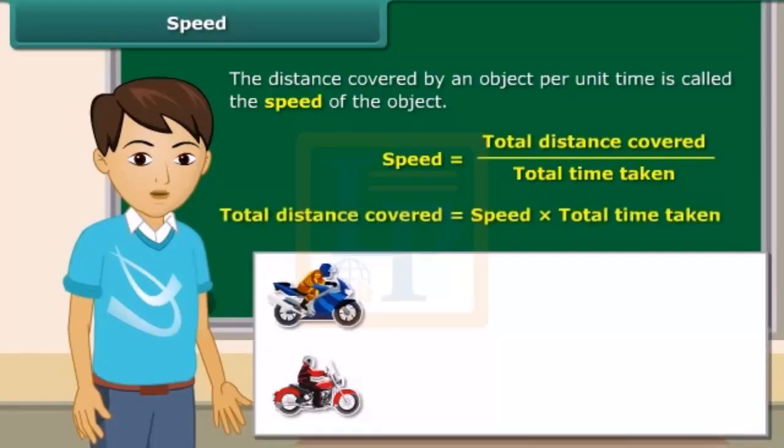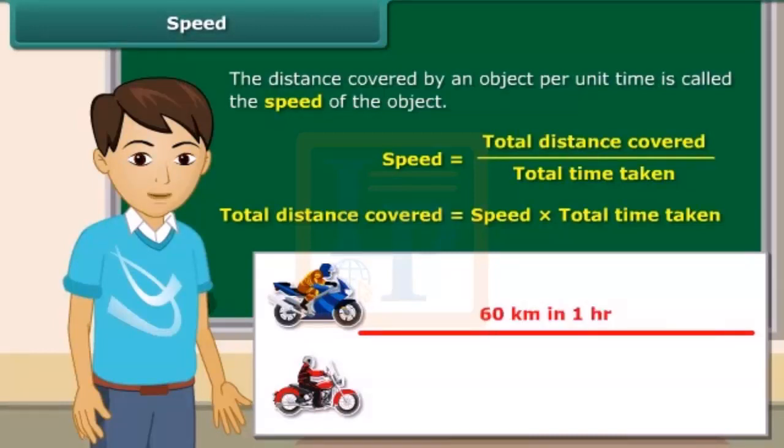Suppose your brother claims that his motorbike is faster than his friend's. His friend denies. You know that your brother's motorbike covers a distance of 60 km in an hour, whereas his friend's bike covers 40 km in 1 hour. Let us now check the claims of your brother and his friend. The speed of your brother's bike is 60 km per hour and that of his friend's bike is 40 km per hour. Your brother's bike is certainly faster than his friend's because its speed is greater.